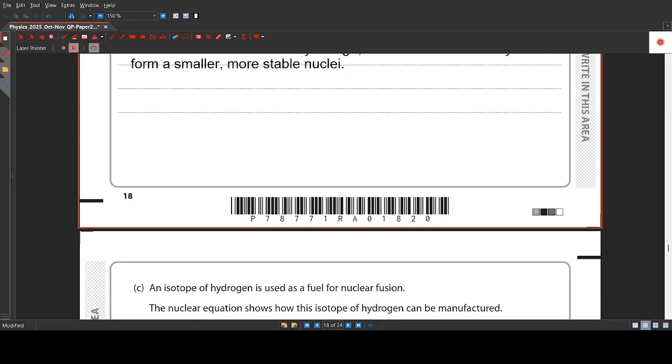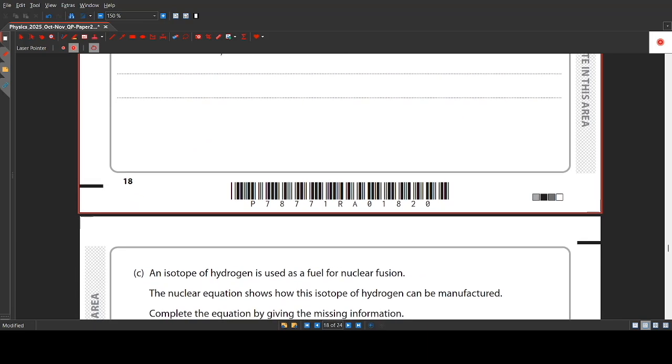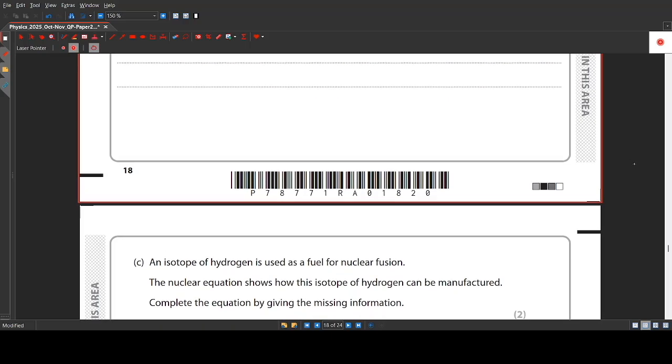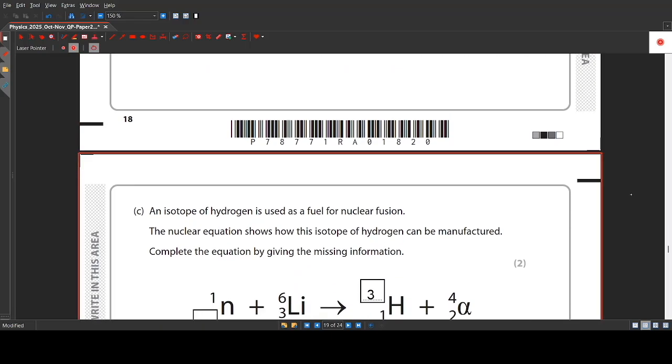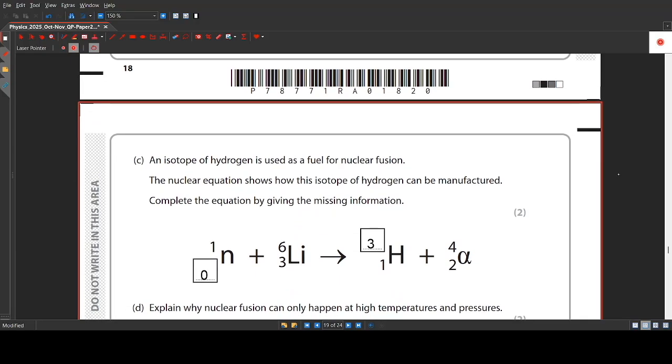An isotope of hydrogen is used as a fuel for nuclear fusion. The nuclear equation shows how this isotope of hydrogen can be manufactured. Complete the equation by giving the missing information. So we will have to fill up a nuclear equation. Initially, it was something like this. Let me show you.